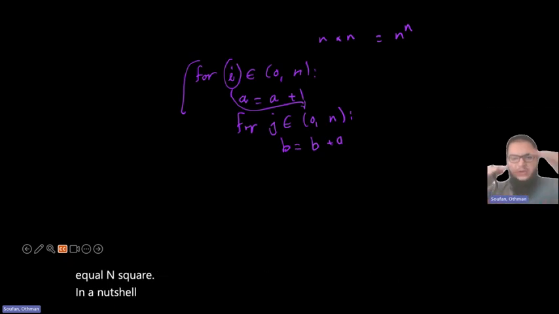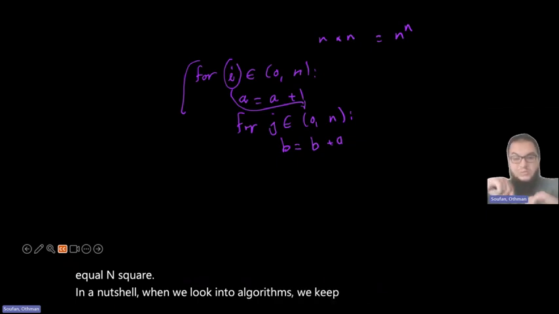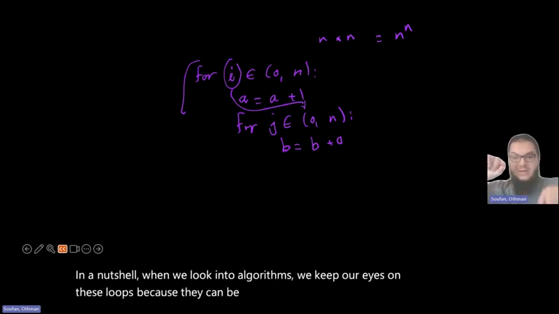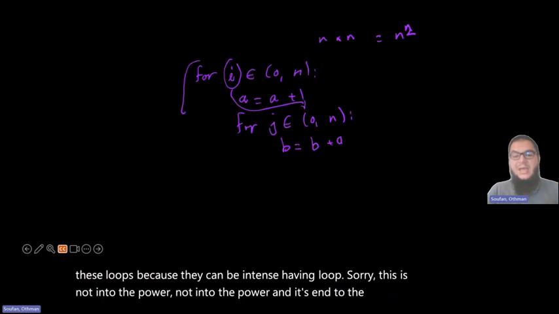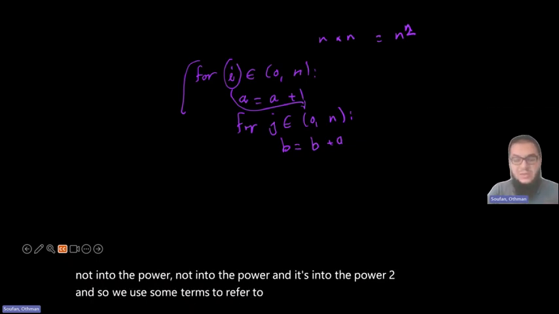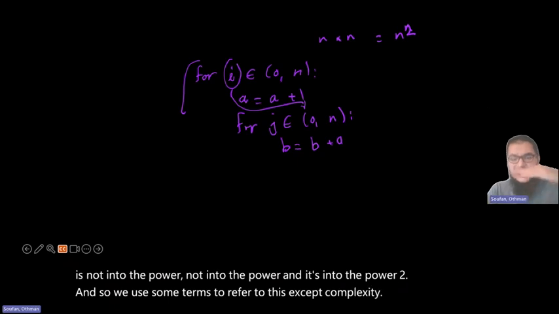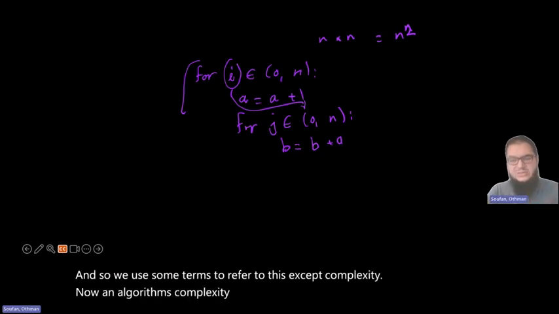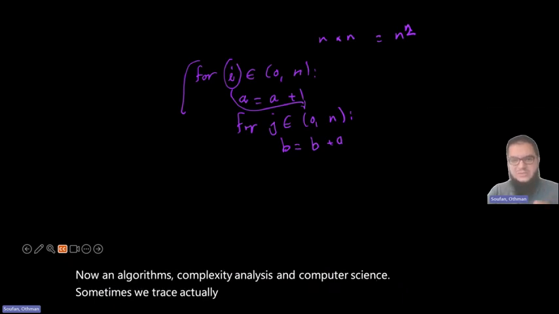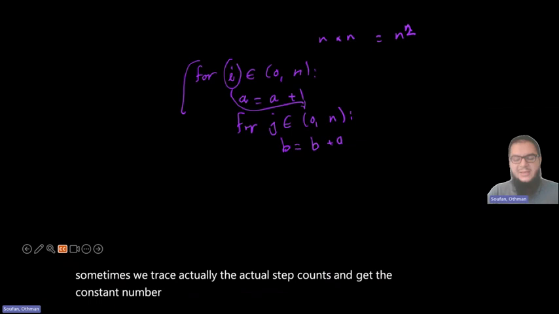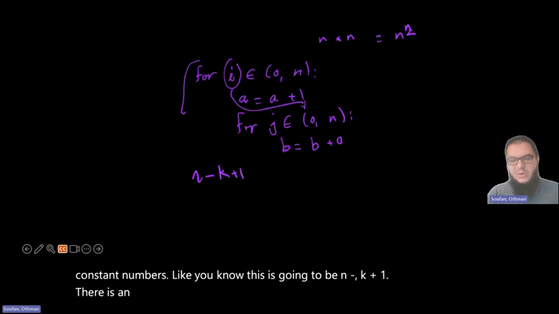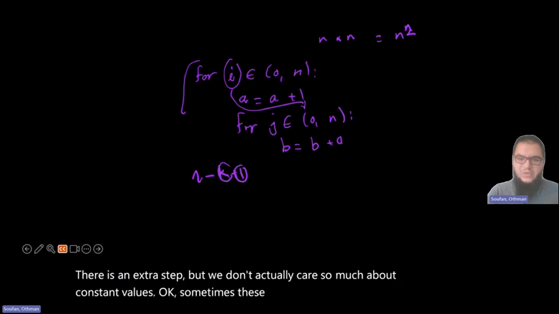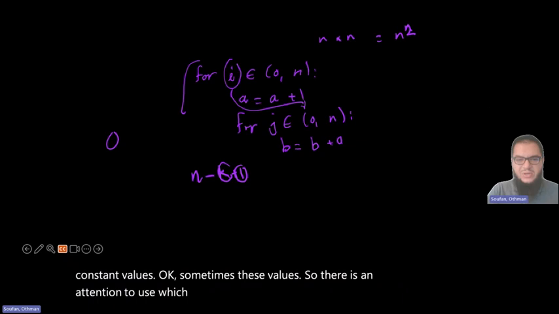In a nutshell, when we look into algorithms, we keep our eyes on these loops because they can be intense. Sorry, this is not n to the power n, it's n to the power 2. And so we use some terms to refer to this complexity. Now, in complexity analysis, sometimes we trace the actual step counts and get the constant numbers, like n minus k plus 1. There is an extra step, but we don't actually care so much about constant values. So there is a notation to use, which is referred to as big O complexity.